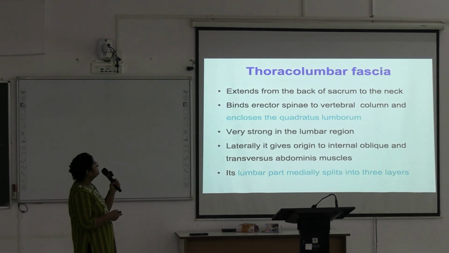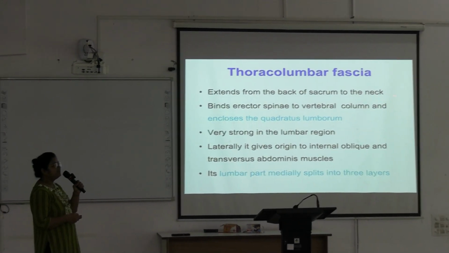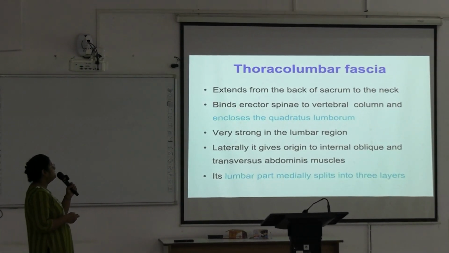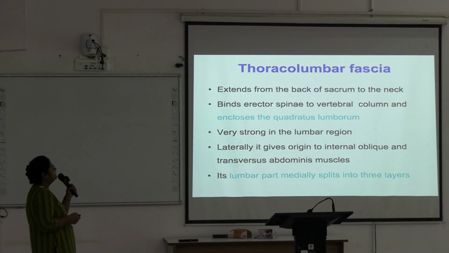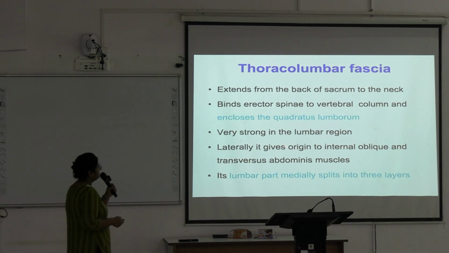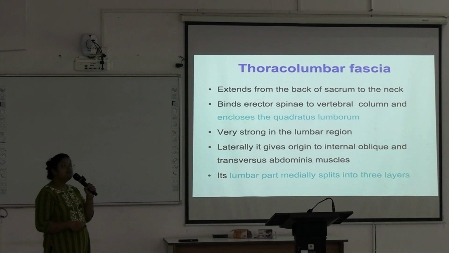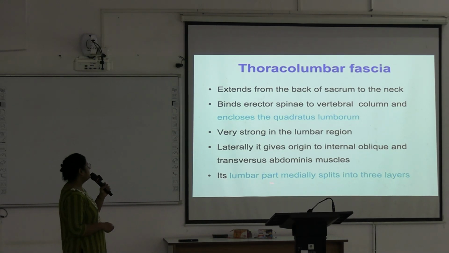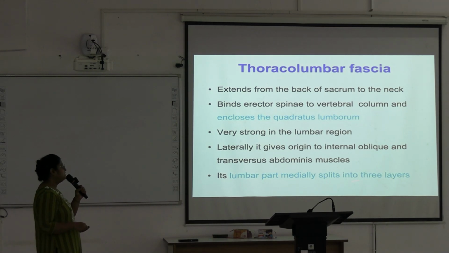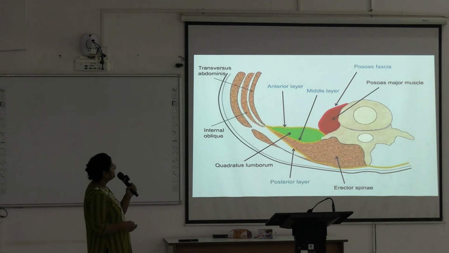Next, thoracolumbar fascia. It extends from the back of the sacrum to the neck, okay, and binds the erector spinae muscle to the vertebral column and encloses the quadratus lumborum muscle. It is very strong in the lumbar region, and laterally it gives origin to the internal oblique and transversus abdominis muscles. And its lumbar part medially splits into 3 layers. We will see the layers next.